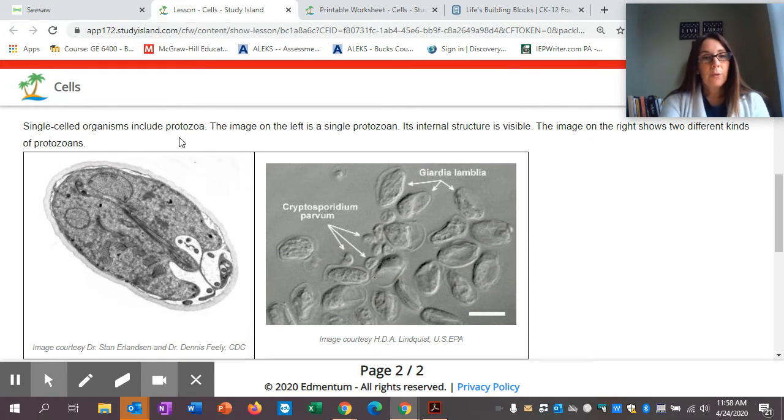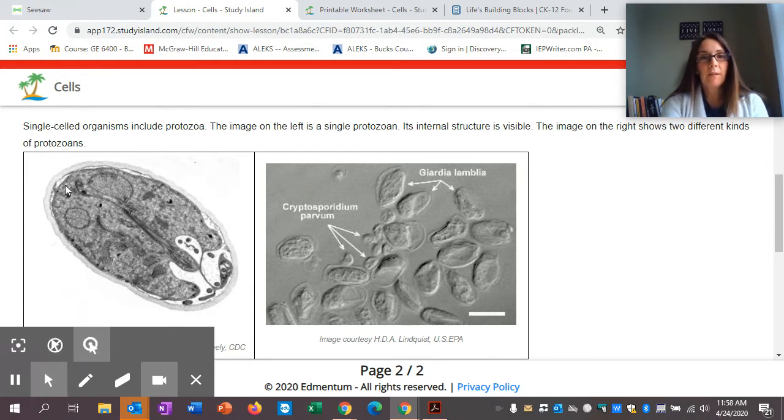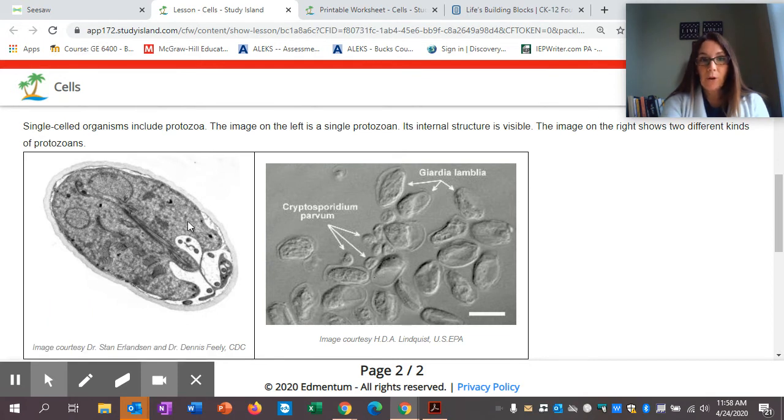Single-celled organisms include protozoa. The image on the left is a single-cell protozoan. Its internal structure is visible. The image on the right shows two different kinds of protozoans. So this is a single protozoan, and you can see its internal structure. And this is two different kinds of protozoans.